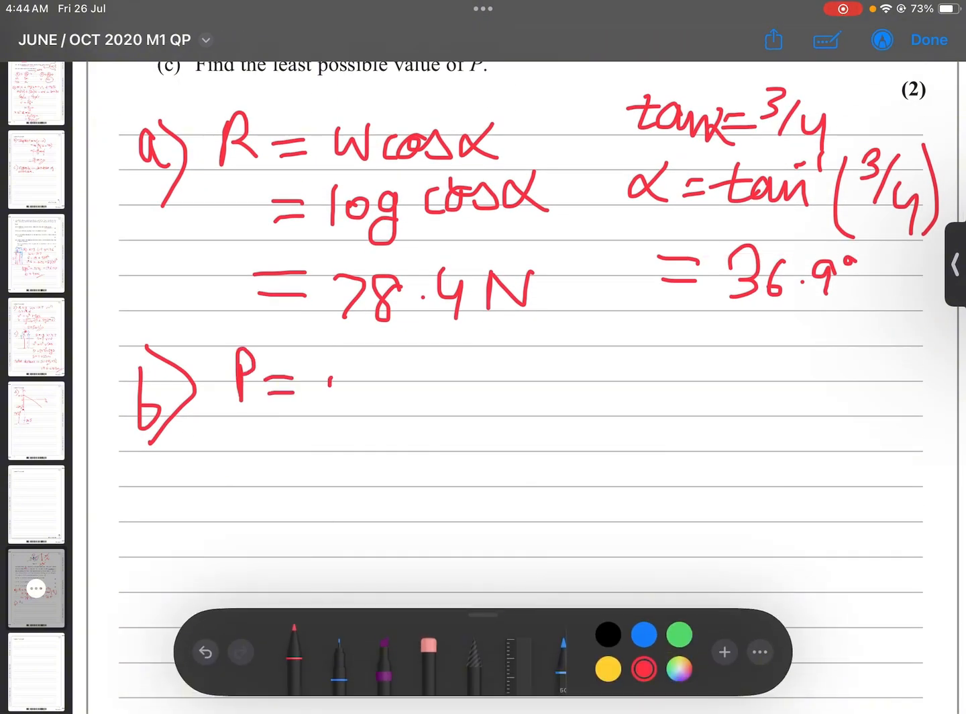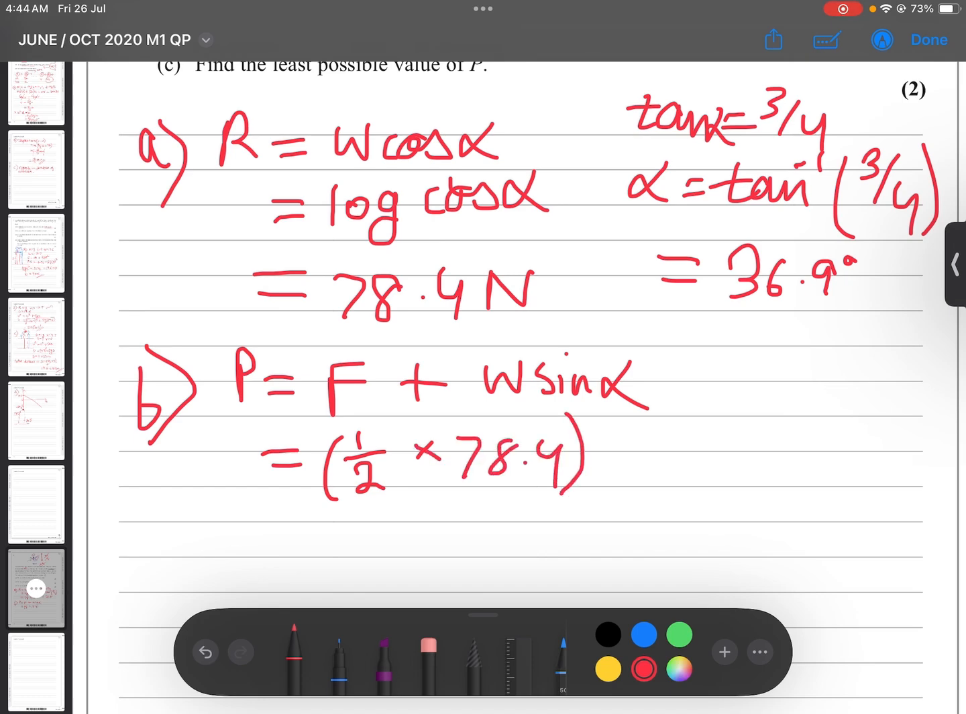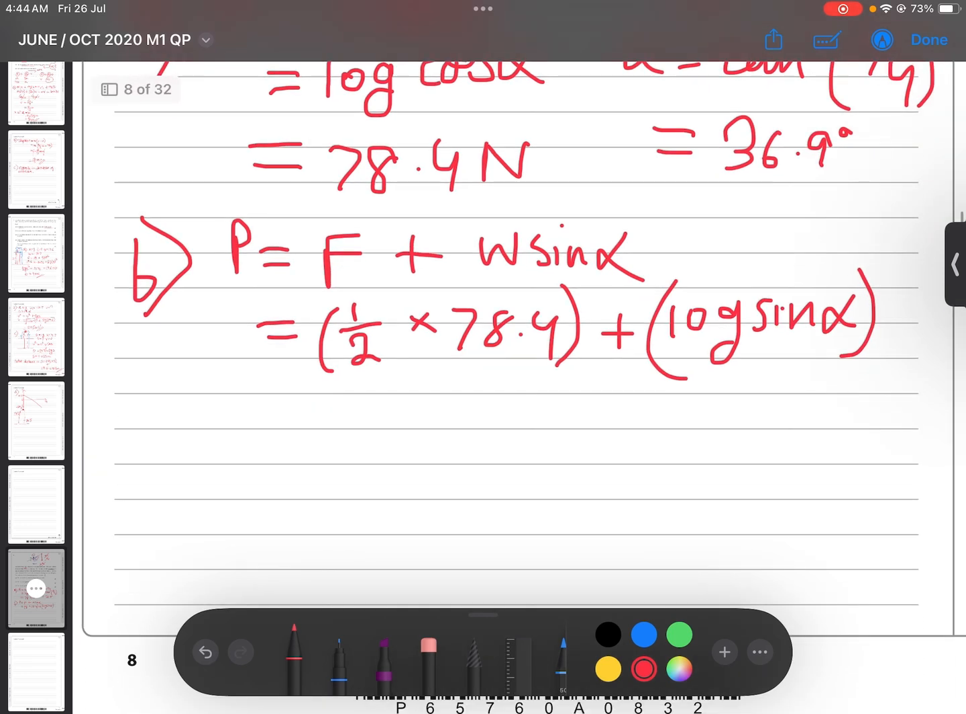P is equal to friction plus W sine theta, where friction is mu R and mu is half times R, which is what we found in part A, 78.4. W is the weight, 10g sine alpha. Substituting everything, we get P to be 98 newtons.